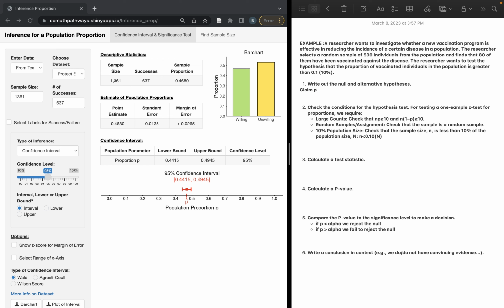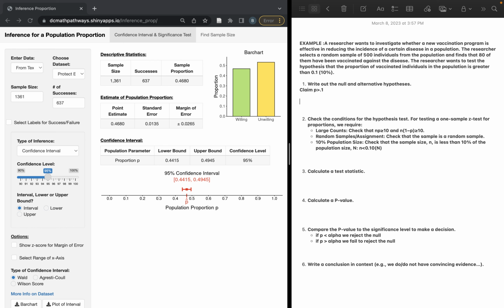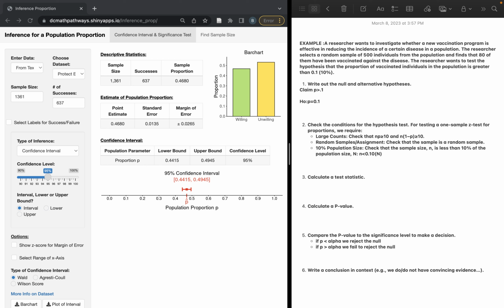So first, they are claiming that the population proportion is greater than 0.1. So that's the claim. So our null, remember, is always equal. So it's going to be our p is equal to 0.1. And then our alternative, this time it says greater than, so we're going to use the greater than. All right, so now we have our claim and our hypothesis written out.